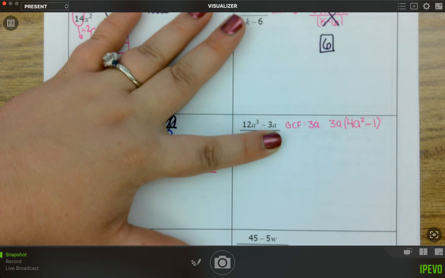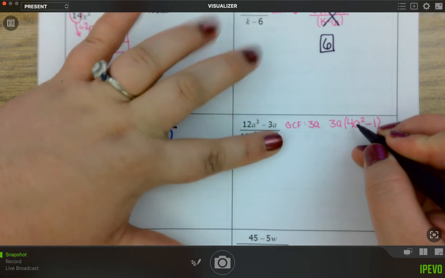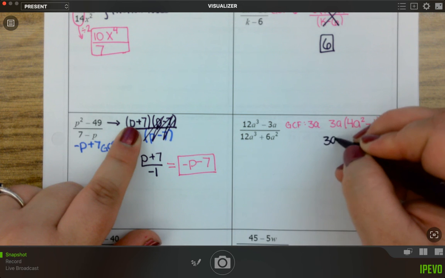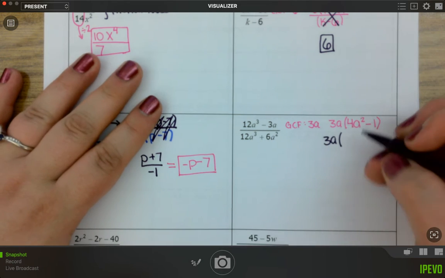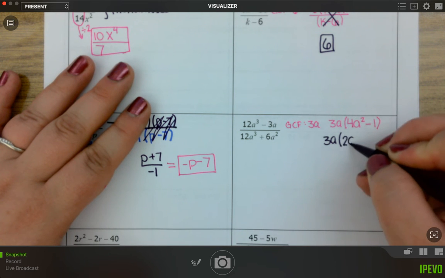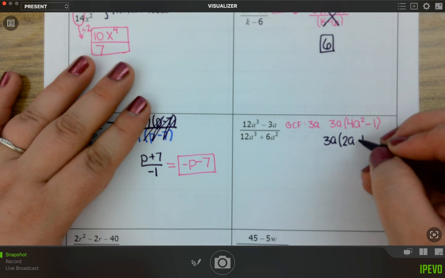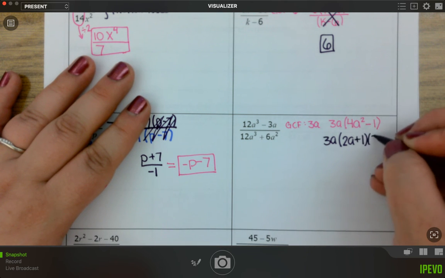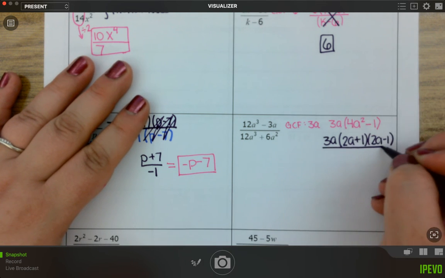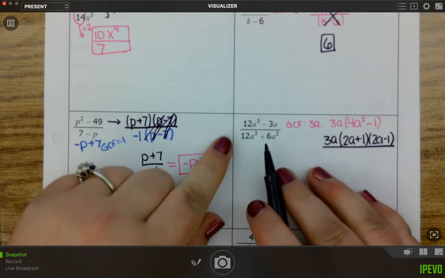And then before I focus on the bottom part, I notice I have two things left and they are both perfect squares. So I'm going to do the same thing I did over here. I'm going to leave the 3a alone for a second. And I'm going to do the square root of 4a squared. That's 2a. And the square root of 1 is 1. One of them gets a plus, one of them gets a minus. Then I'm going to draw my fraction bar. And I'm going to factor this bottom part.